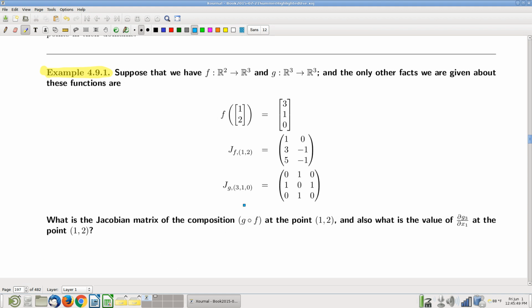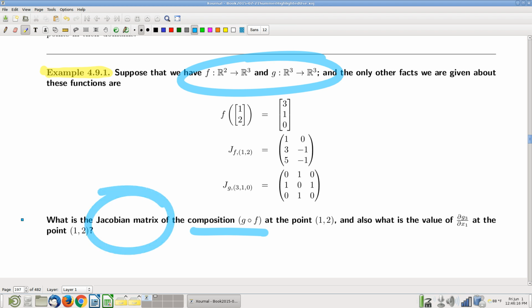Okay, so let's do an example. Here we have a couple of functions. A function from R2 to R3, followed by a function from R3 to R3. Looking at the composition here, G compose F. Notice, having written G compose F, that means F goes first. Right, again, the order seems kind of backwards. But heads up, be careful about that. So F goes first, G goes second. And we would like to know what is the derivative, the Jacobian matrix, of this composition, given certain bits of information noted there.